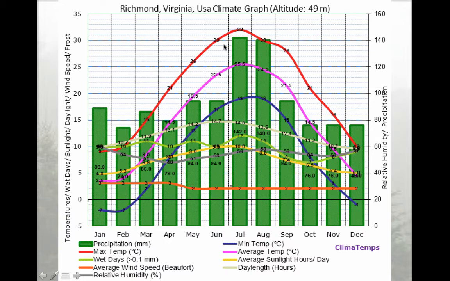Here's our climatic graph of Richmond. Again, our relative humidity is by this gray line. They're going to be in the 50s pretty much constantly. So we've got high to low 50s percent of relative humidity for Richmond, Virginia.